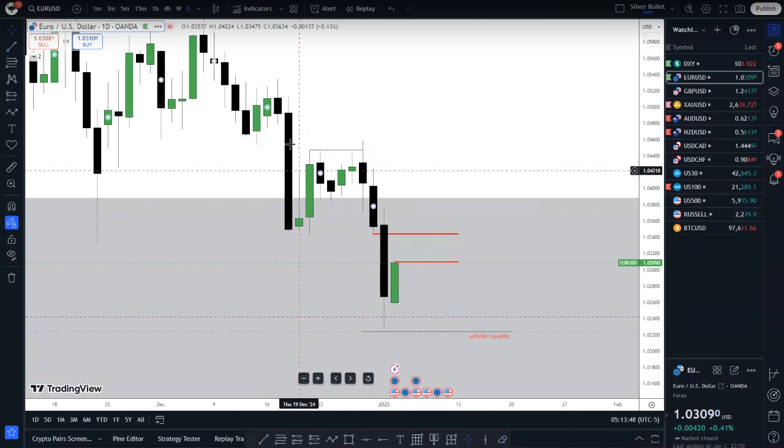Into a fair value gap, into a weekly fair value gap. Buy stops above the highs. Displaces lower. No inefficiencies here. It's only this one right here.